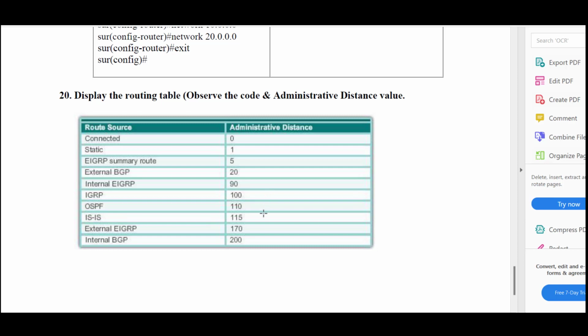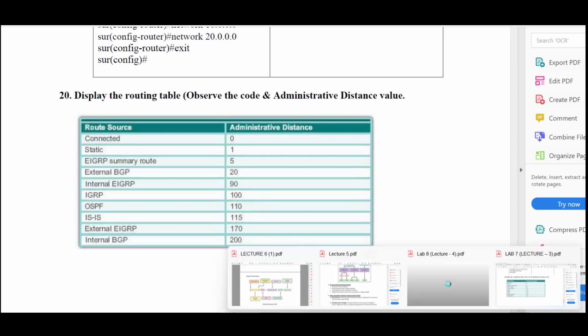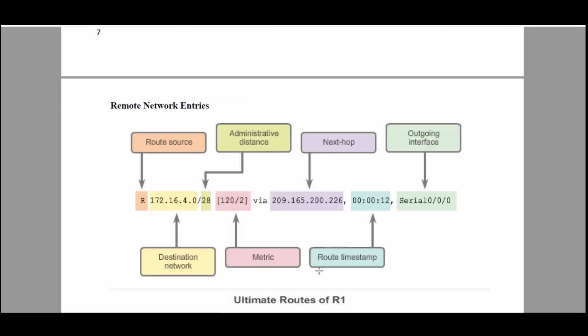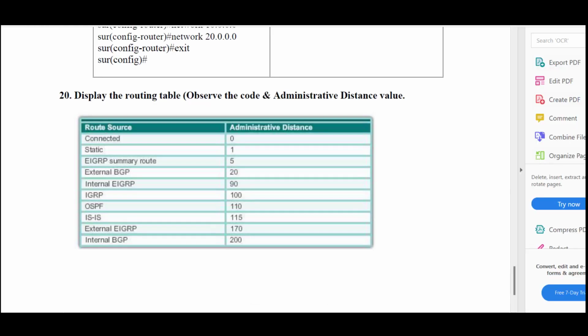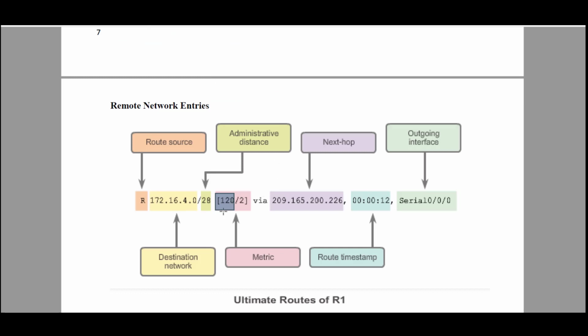RIP protocol is not included in that table, but the RIP protocol is 120. So if you see 120, it means RIP protocol. Suppose I use some other routing protocol, for example the OSPF routing protocol, then the administrative distance value will be 110. So you will find 110 here, and it says this is OSPF protocol.